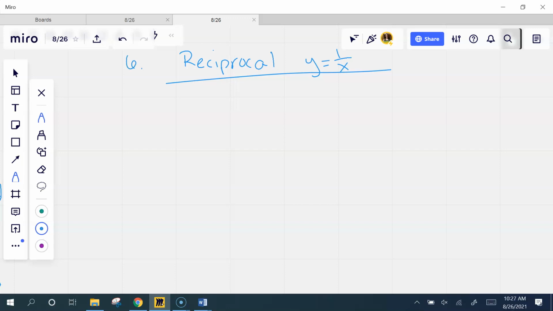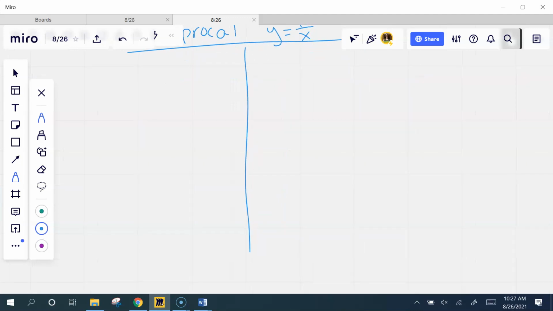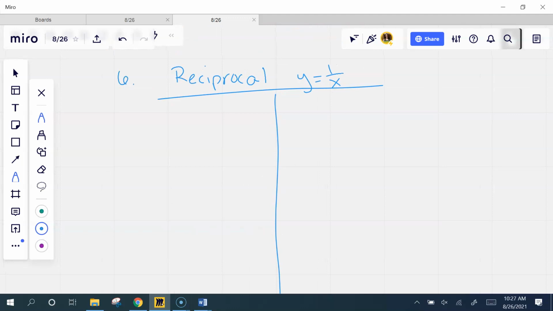Getting a little bit harder now. What does this look like? Yes, somebody said asymptote. This one does have asymptotes, at 0 here and 0 here. They're going to be in the first quadrant and the third quadrant. Those are asymptotes.